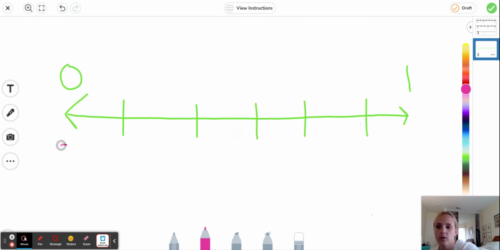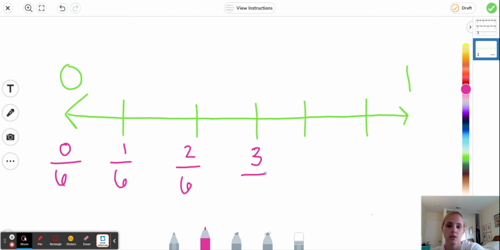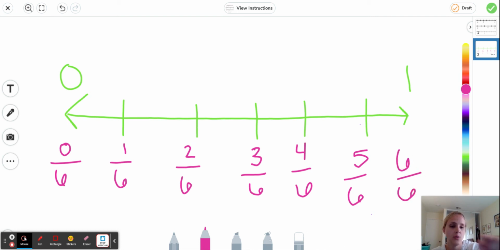So we have 0 over here. Really, this is 0 out of 6. The next line would be what? Think about it. What comes after 0? 1 6. 2 6. 3 6. 4 6. 5 6. And we have 1 right here. 6 6 is also equal to 1. If I have 6 pieces of pizza and I eat all 6, I've eaten 1 whole pizza.